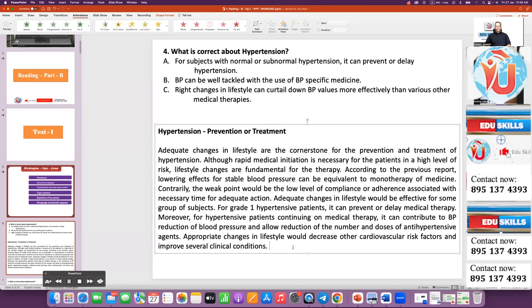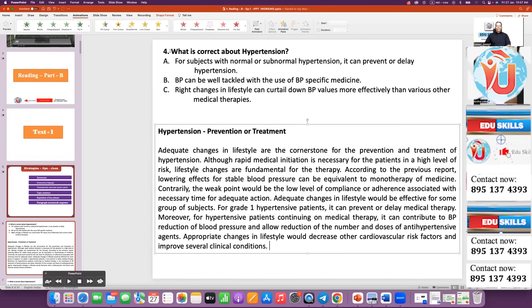Hypertension, prevention or treatment. Adequate changes in lifestyle are the cornerstone for the prevention and treatment of hypertension. Although rapid medical initiation is necessary for the patients in a high level of risk, lifestyle changes are fundamental for the therapy. According to the previous report, lowering effects for stable blood pressure can be equivalent to monotherapy of medicine. Contrarily, the weak point would be the low level of compliance or adherence associated with necessary time. For adequate action, adequate changes in lifestyle would be effective for some group of subjects. For grade 1 hypertensive patients, it can prevent or delay medical therapy. Moreover, for hypertensive patients continuing on medical therapy, it can contribute to BP reduction of blood pressure and allow reduction of the number and doses of antihypertensive agents. Appropriate changes in lifestyle would decrease other cardiovascular risk factors and improve several clinical conditions.